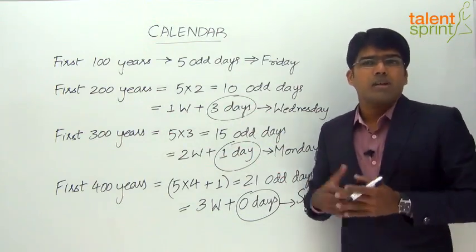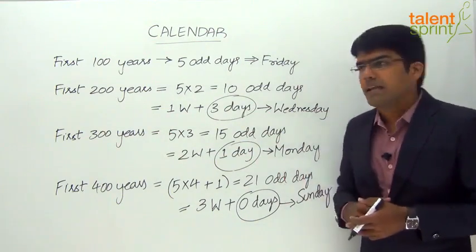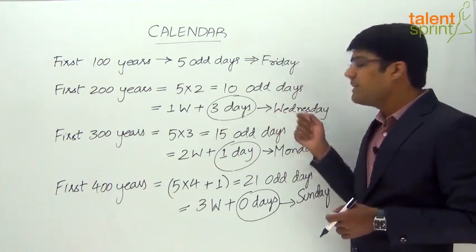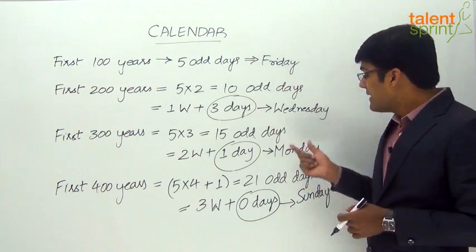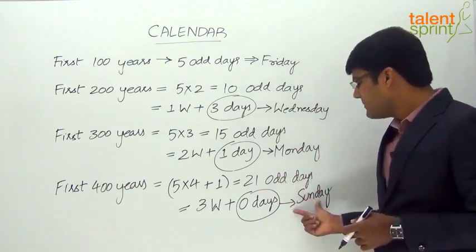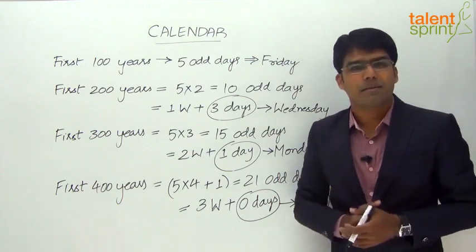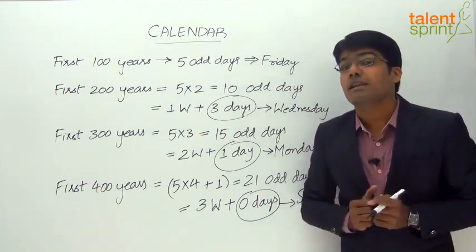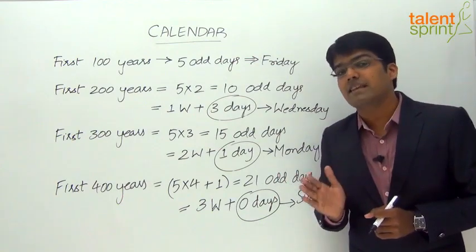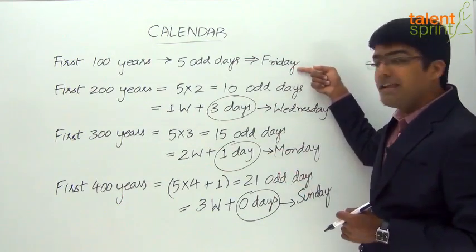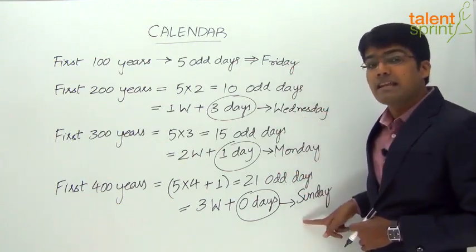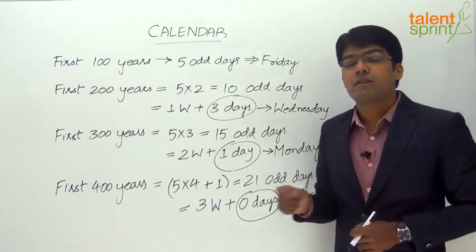So if you ask what will be the last day of the 9th century? The 9th century's last day will be Friday. The last day of the 10th century will be Wednesday. The last day of the 11th century will be a Monday. And the last day of the 12th century again will be Sunday. And the cycle repeats. So the conclusion that we can make here is, if you observe, the last day of any century will either be a Friday or Wednesday or Monday or Sunday. It will never be any other day of the week.